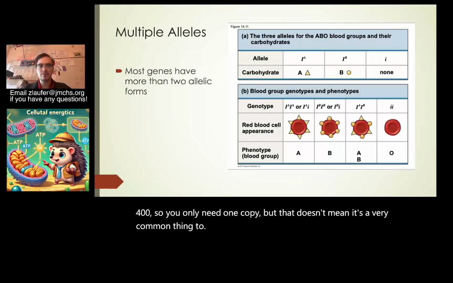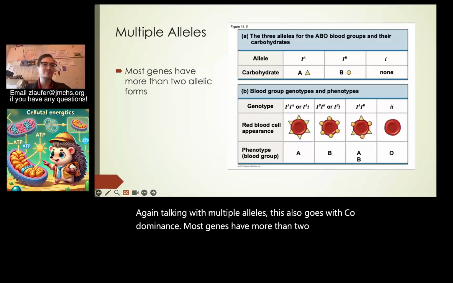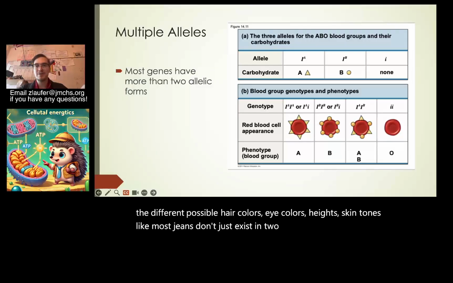Again, talking about multiple alleles, this also goes with codominance. Most genes have more than 2 forms. Think of all the different possible hair colors, eye colors, heights, skin tones. Most genes don't just exist in 2 forms. Most have multiple.